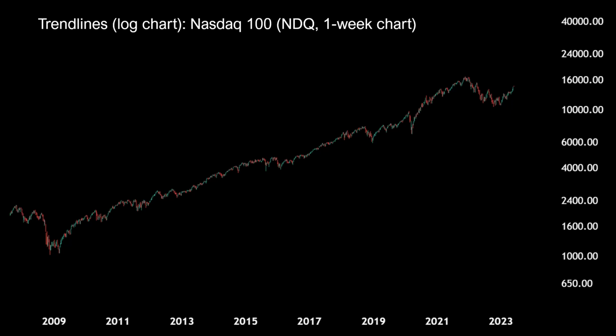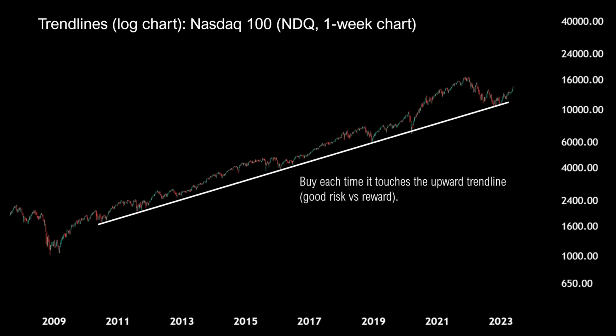So with that out of the way, here's an upward trend line in white, which connects a series of higher lows all the way back to 2011. Now, it's remarkable how this trend line has held up for so long. If you'd bought the Nasdaq whenever it got close to that trend line in the past, you'd have done very well for yourself. Not to mention, buying near the bottom of an upward trend can also give you good reward potential for your level of risk.